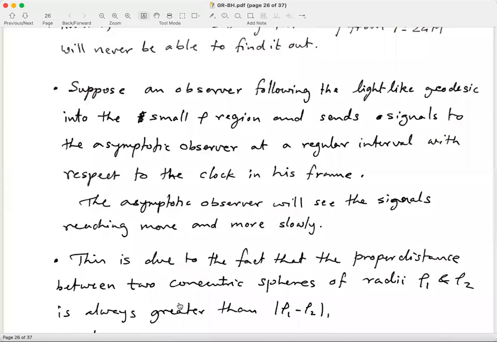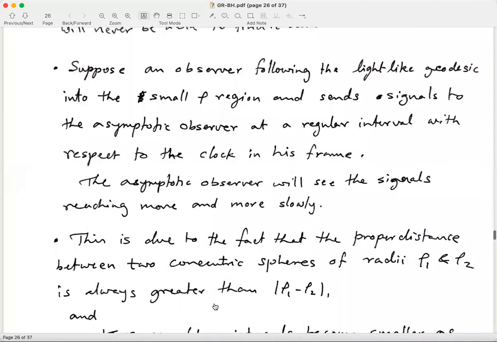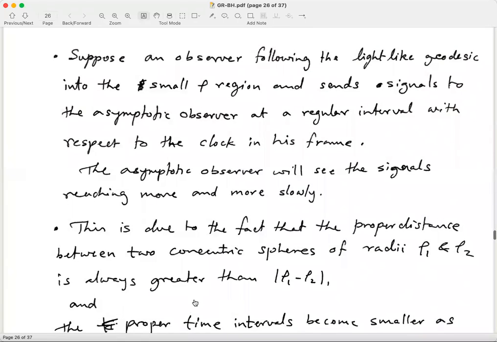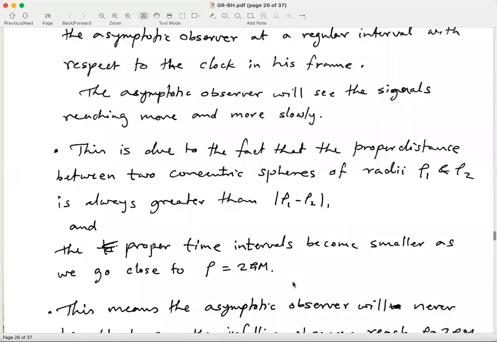Now, this fact is essentially related to the fact that the distance between two concentric spheres with respect to the asymptotic observer is always greater than the difference between the two radii. So if the radii are rho 1 and rho 2, then the distance is always larger than mod of rho 1 minus rho 2. So we have a double effect. One effect is that these spheres are at larger distances than what you would have thought, and the time intervals are getting smaller simply because G00 or GTT is getting smaller as rho becomes smaller.